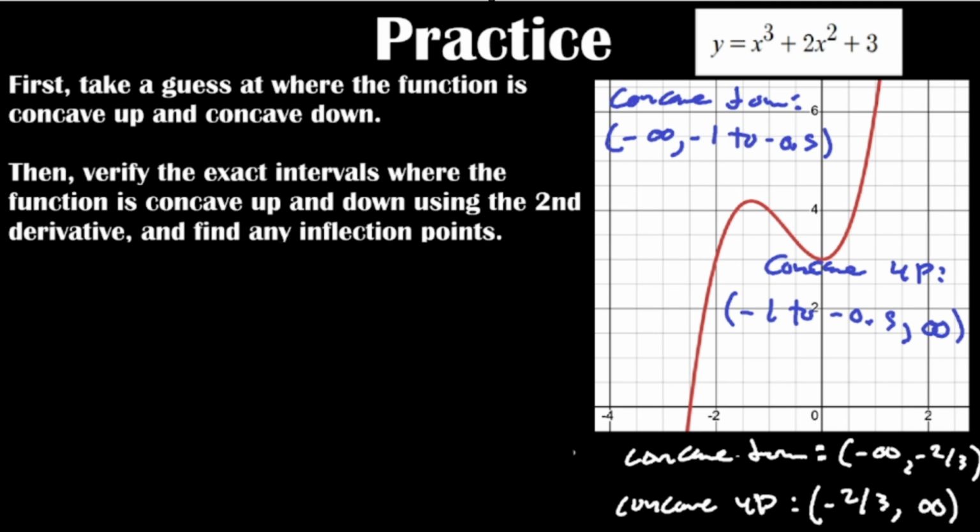Now, if you notice, our second derivative switched from negative to positive at x equals -2/3. Because of this, we must have an inflection point at x equals -2/3. So, our guess that our inflection point was between -1 and -0.5 was actually correct, because -2/3 is between -1 and -0.5. So, our inflection point is about there. Alright, now let's go over the second derivative test.